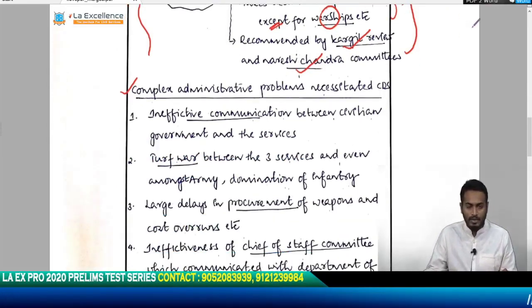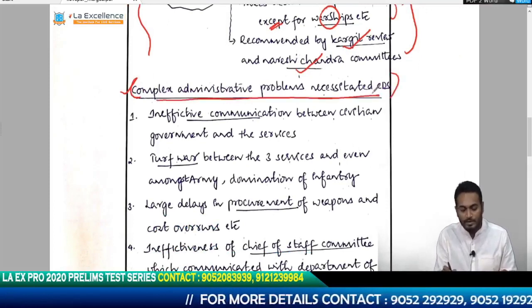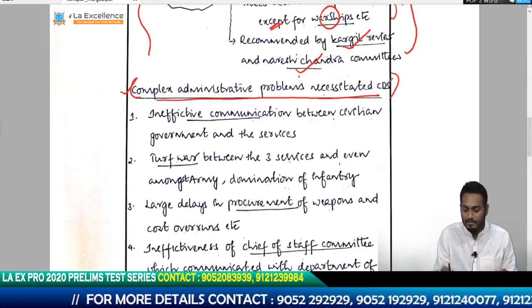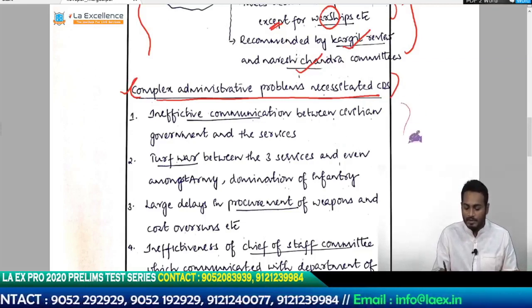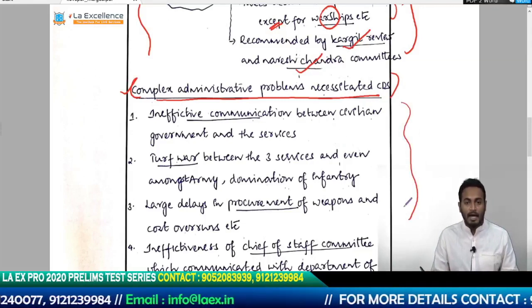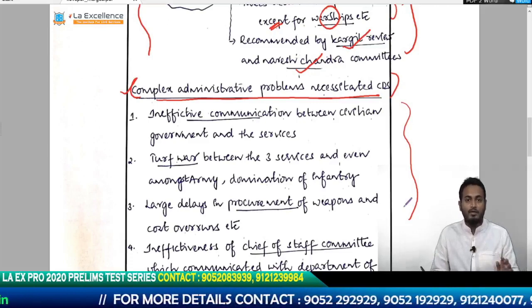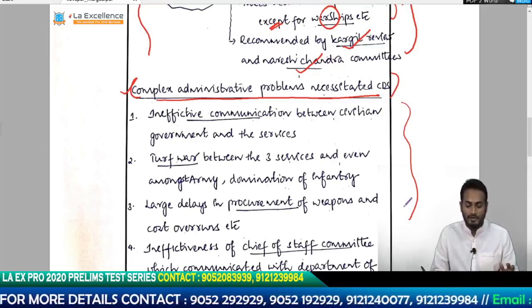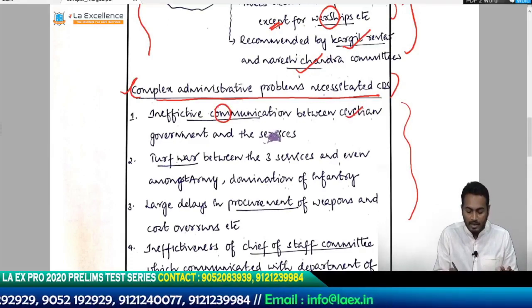We will move forward and directly jump into the answer. So he's mimicking the nature of the question. He has picked up this sentence directly from the question. Complex administrative problems have necessitated CDS. So what does he have to establish in this particular part of this subheading? He has to show me the complex administrative problems and then establish a link between having these problems and instituting the position of CDS. Ineffective communication between civilian government and the services.